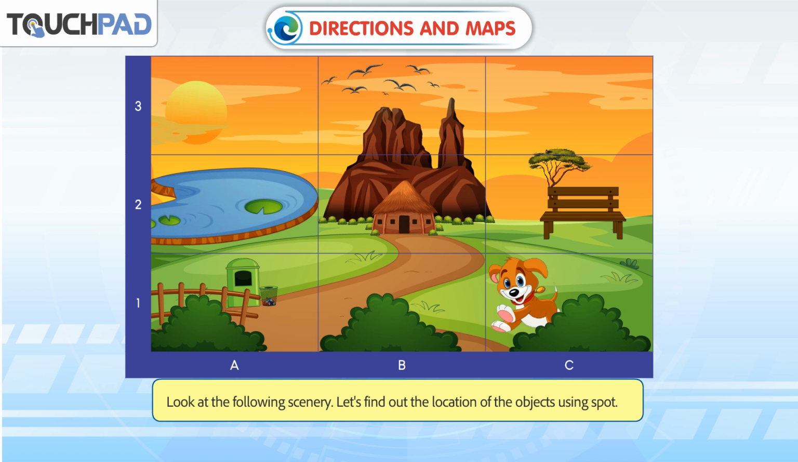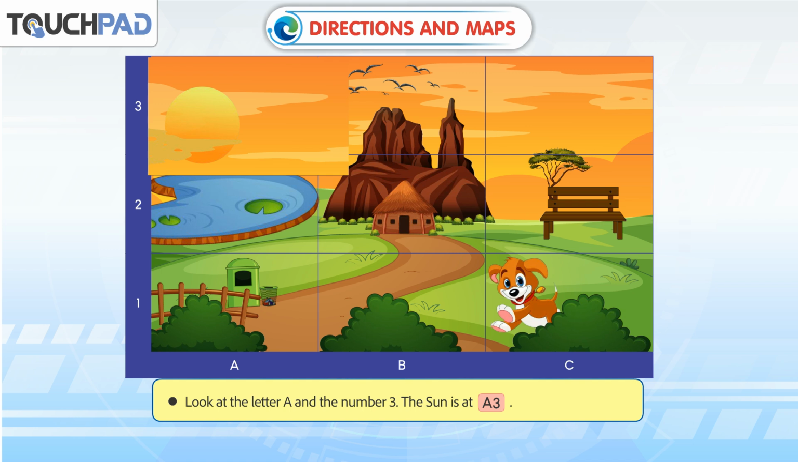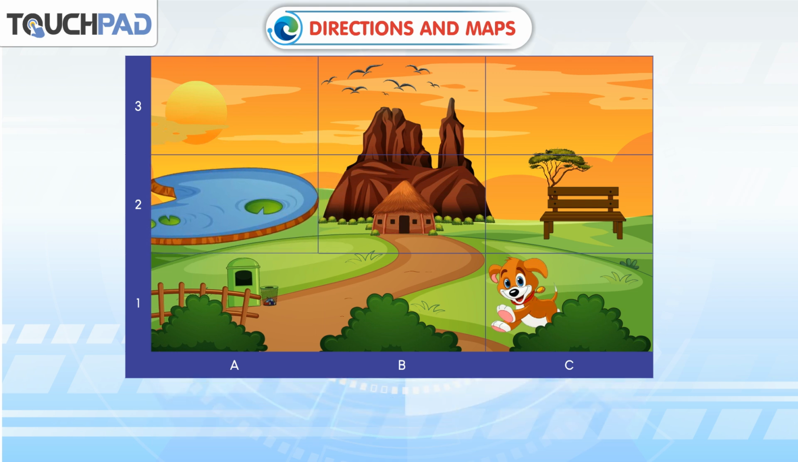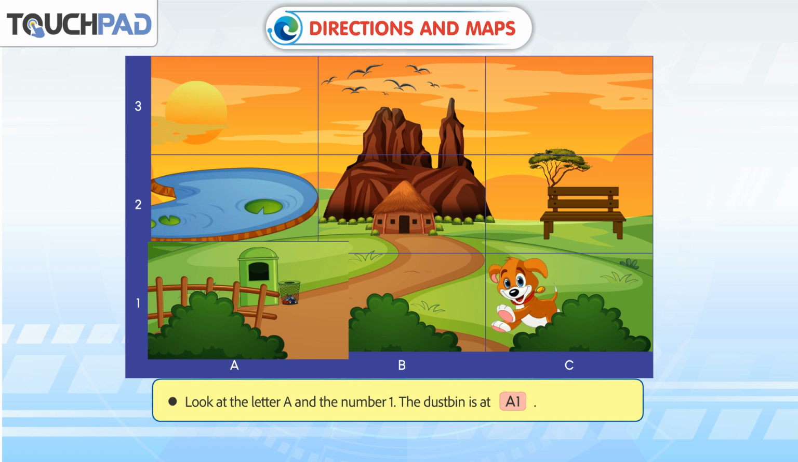Look at the following scenery. Let's find out the location of the objects using spot. Look at the letter A and the number 3. The sun is at A3. Look at the letter A and the number 2. The pond is at A2. Look at the letter A and the number 1. The dustbin is at A1.